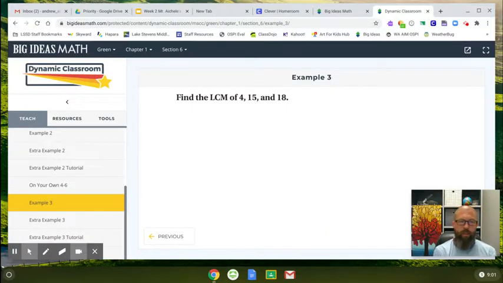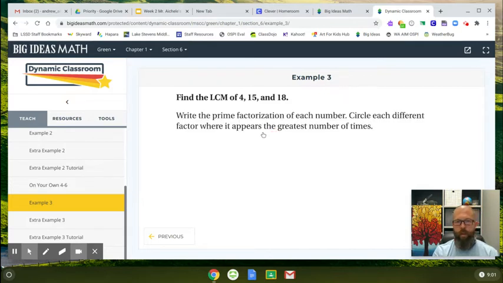Example 3, section 1.6. We're still looking for the least common multiple, but now they're throwing another wrench at us and we've got 3 numbers instead of 2. Remember, you want to have all these steps written down. If this is too fast or you're not a great note taker, you can always copy down the notes that I took. So this is example 3.